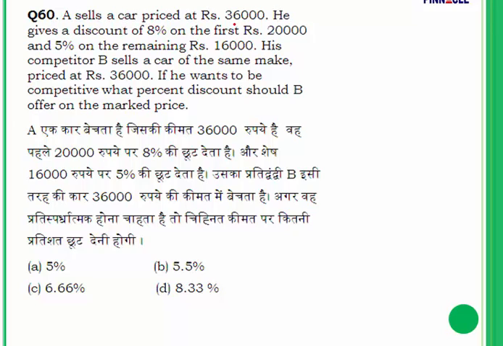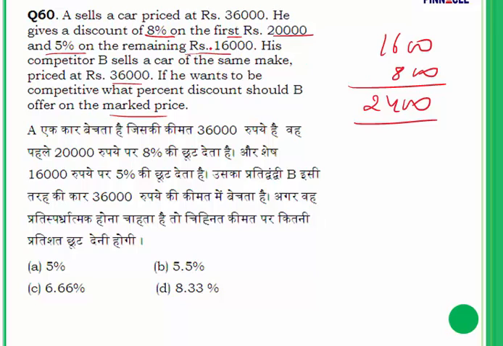Next question, question number 60. A sells a car priced at 36,000. He gives a discount of 8% on the first rupees 20,000 and 5% on the remaining 16,000. His competitor B sells a car of the same make priced at 36,000. If you want to be competitive, what percentage discount should be offered on the market price? The market price is 36,000. So 20,000 into 8%, that is 1,600. And 16,000 into 5%, that is 800. 2,400 is the total discount given by A.